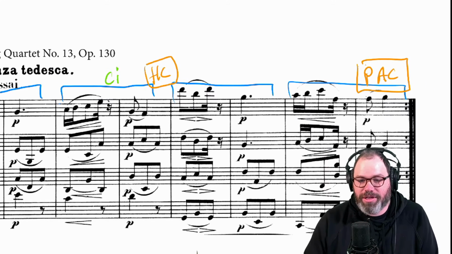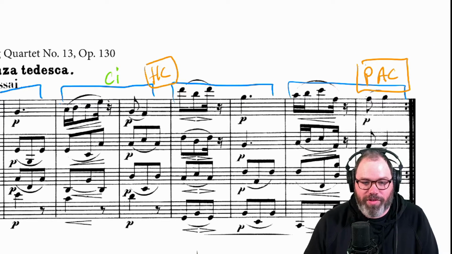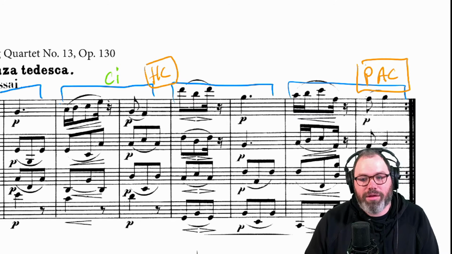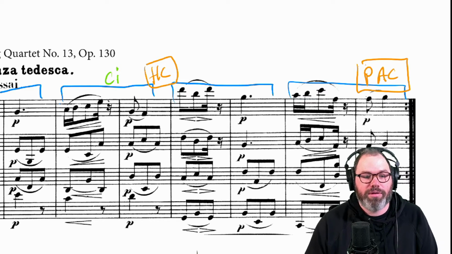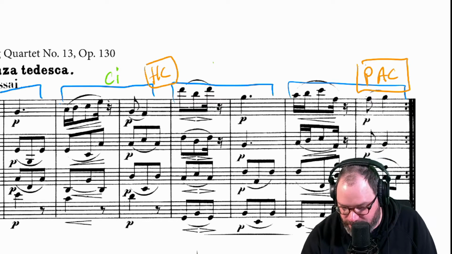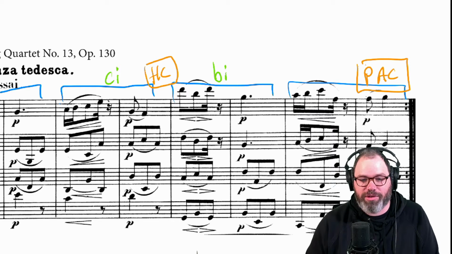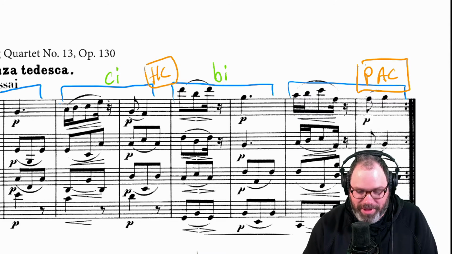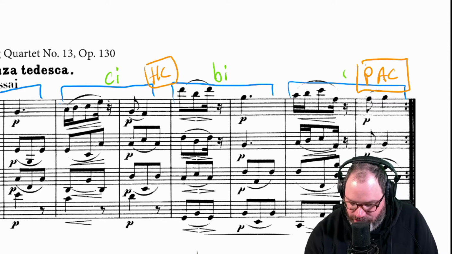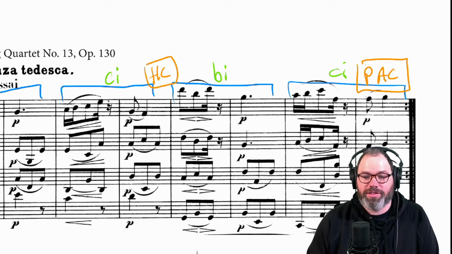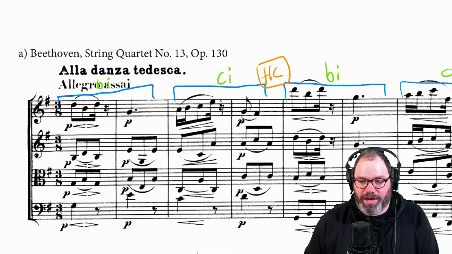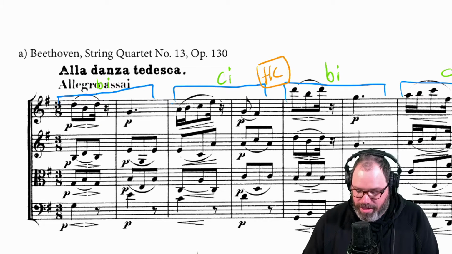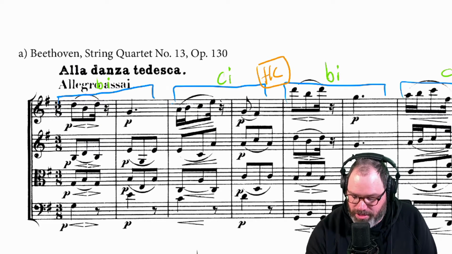The next 2 measures, what is the formal function of those, do you think? What do we have? It's the repeat of the basic idea, right? This is not fooling us. It goes up the octave, but it's ultimately the same. And then I'll just finish us off here. CI. There we go. Okay, so we've got BI, CI, BI, CI, half cadence, and PAC.